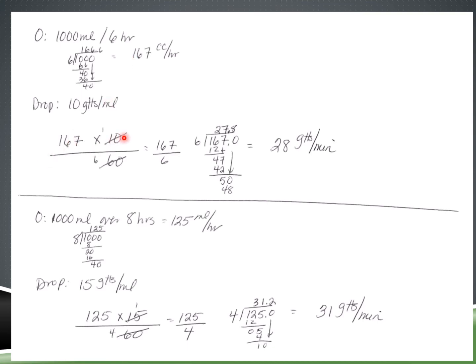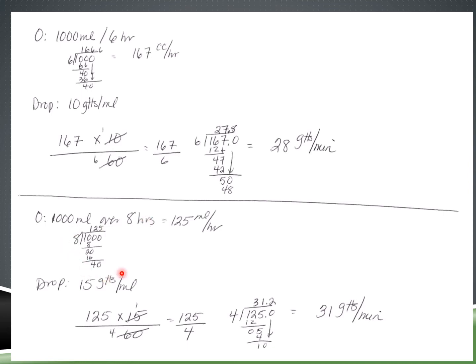So you have rate times drop factor over 60, so that's 167 times 10 over 60. That reduces to 1 over 6. So you have 167 divided by 6. You do that math, and you're going to wind up with 27.8, which you will have to turn into 28 drops per minute.